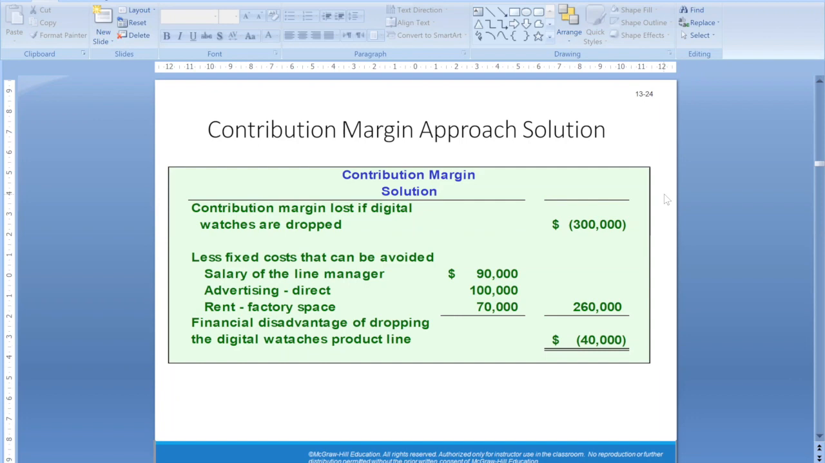Comparison between the 300,000 lost in contribution margin and the saving in the fixed cost that can be avoided only. So we do have (40,000) in brackets, which means we will lose more if we stop the line. So the final answer will be the financial disadvantage of dropping the digital watches line will be (40,000).